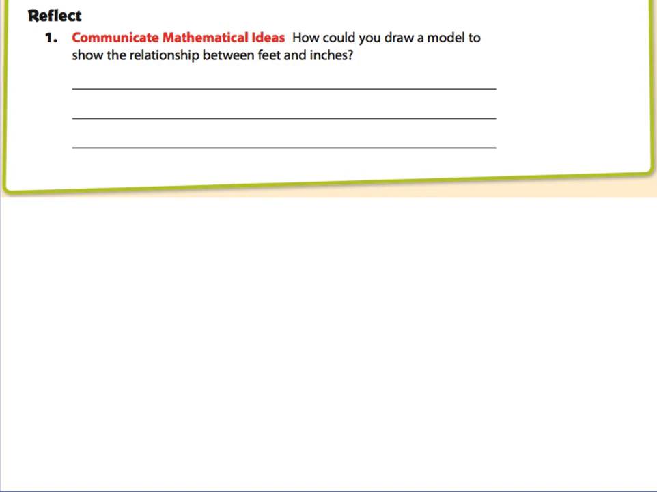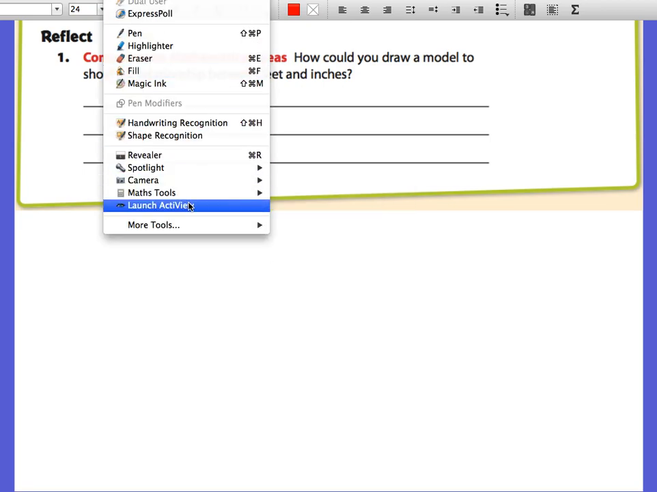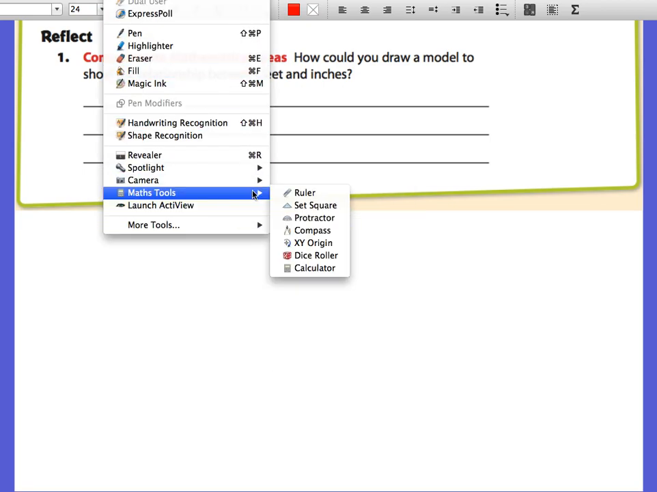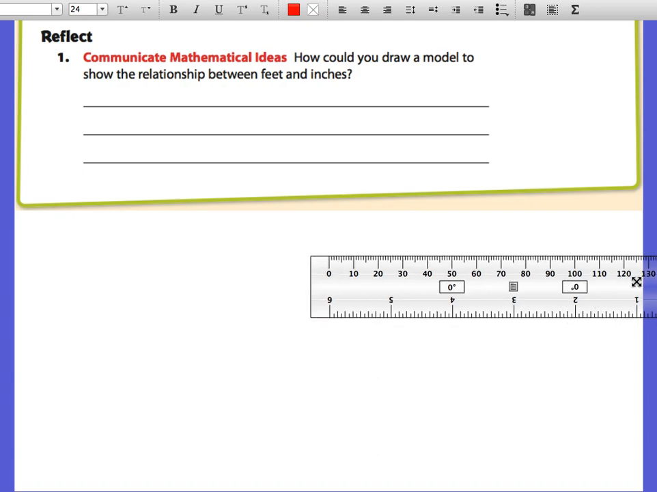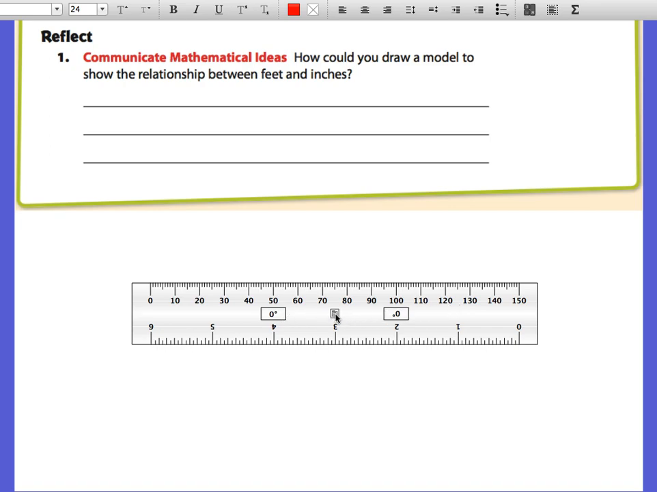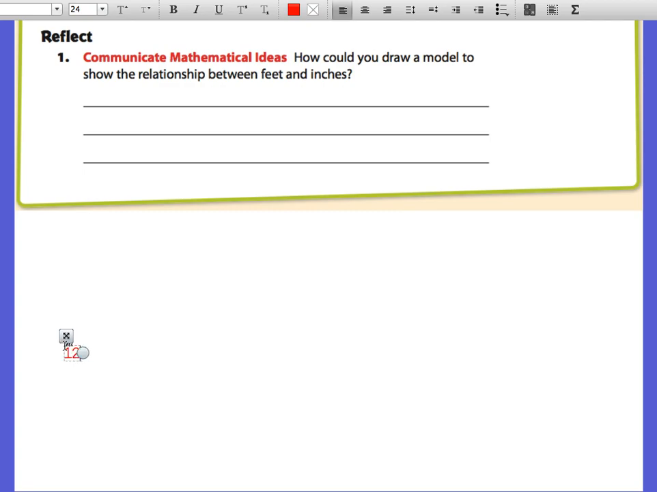All right, so how would I draw a model to show the relationship between feet and inches? Well, first I have to know the conversion from feet to inches. I need to know that on a ruler, so I can pull up my math tools. On a ruler, I know that this ruler gives me half a foot, and I'm actually going to put my inches on top. So this is half of a foot. Half of a foot is 6 inches, so a full foot is going to be 12 inches. All right, so 12 inches is going to equal 1 foot.